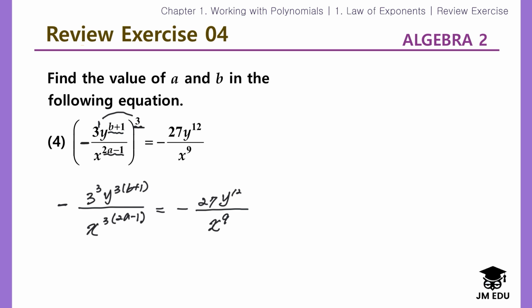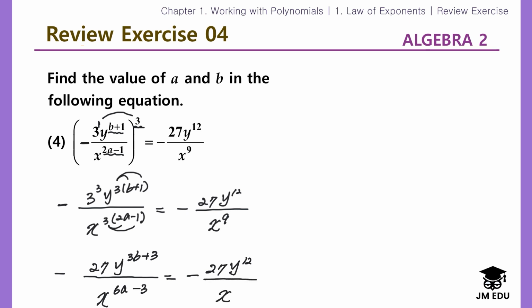Right? So let's simplify the left-hand side a little bit more. We have negative here. We have a 3 cubed. 3 cubed is 27, right? So 27 y to the 3 times b, 3b, 3 times 1 plus 3, over x to the 3 times 2a, 6a, 3 times 1 minus 3. And that is equal to negative 27y to the 12 over x to the 9.